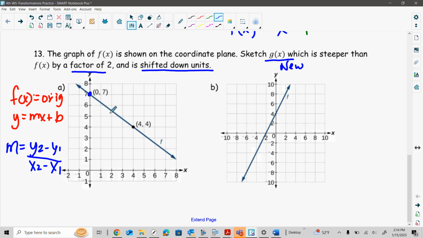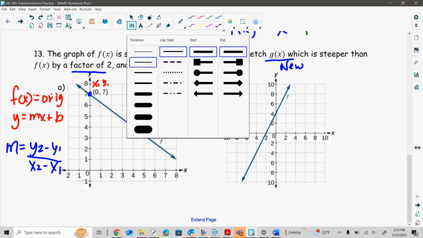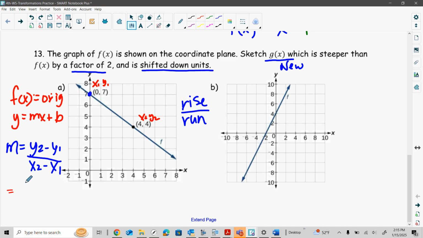Now, I could count my rise over run, but the formula is the most accurate. It looks like our scale is the same, so I can double check it by counting. But I'm just going to plug in our numbers. So I'm going to let this be my x1 and y1, and this be my x2 and y2. Sorry about that. I'm going to change my font. So if I plug it in, this would be 4 minus 7 over 4 minus 0, which is a negative 3 over 4. So that's our slope.